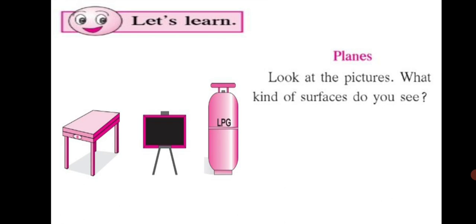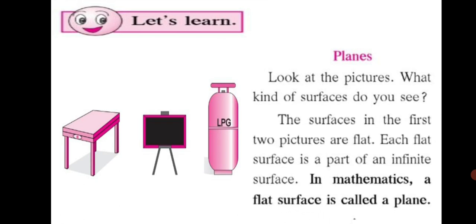Let's learn about planes now. Look at the pictures. What kind of surfaces do you see? In the first 2 pictures, we can see a flat surface on the table and the blackboard, whereas the cylinder shows a curved surface. So the surfaces in the first 2 pictures are flat. Each flat surface is a part of an infinite surface. In mathematics, a flat surface is called a plane.